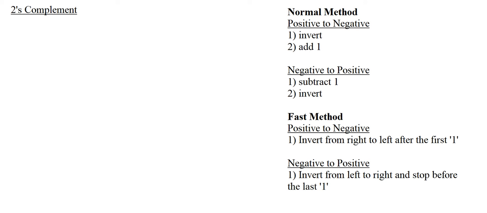So there are two ways of doing 2's complement. There's the normal version and then the faster version. I'm going to show the normal version first. Going from positive to negative, you're going to want to invert the binary numbers and then add 1. So let's use 12 for example.